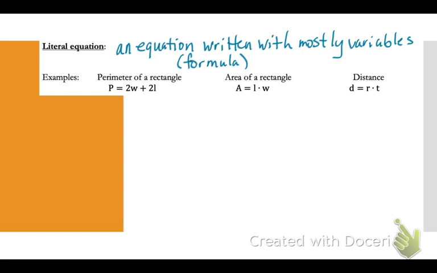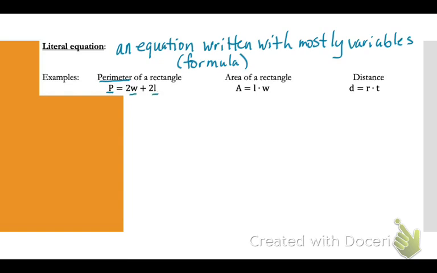Below we've got the formula for the perimeter of a rectangle. So notice that for perimeter, we use the variable capital P. And that equals 2 times W, which stands for the width, plus 2 times L, which stands for the length. So this is a literal equation or a formula. In this concept, you would learn how to solve for one of the other variables, like W, width, or L, length.